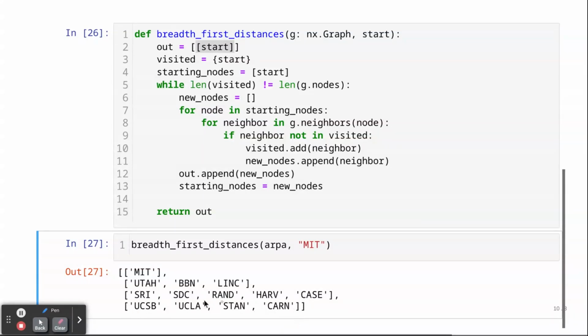bottom. And at this time, when I get back to checking, is the length of my set noting what I visited different from the number of nodes? I'll get false. Because after I've considered these 4 nodes, I will have seen all the nodes in my network. And at that time, we can break out of this loop. We'll return out, and this is what we end up with.